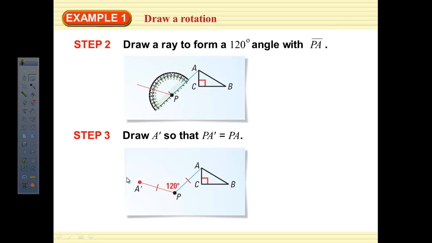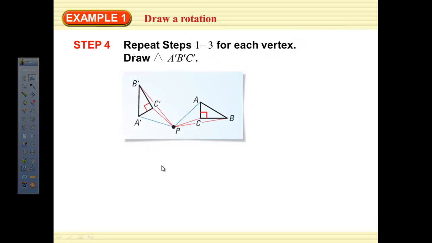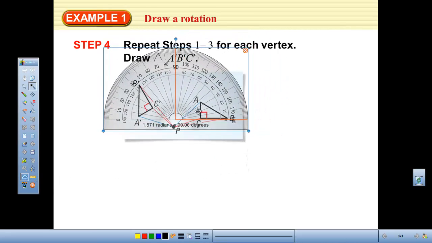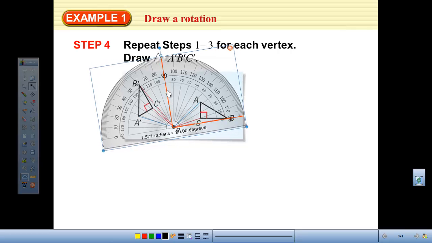Now we know that A has been rotated 120 degrees. We're going to repeat that for B and C. If we repeat steps 1 through 3 for each vertex, it would look something like that. I'll show you real quick just with B so that you can see what it would look like. We would take B and put our center there, and rotate it so that it matches up with B, and we would go 120 degrees here. We would draw a line connecting these two and make sure that the distance from P to B is the same as from P to B prime.